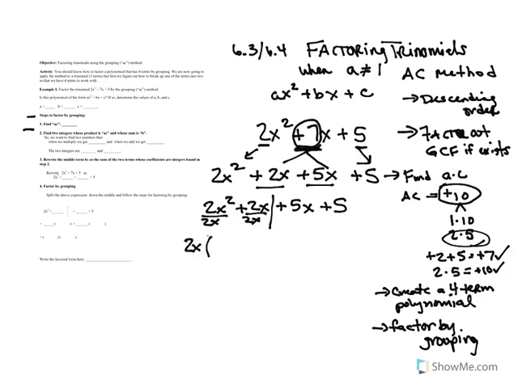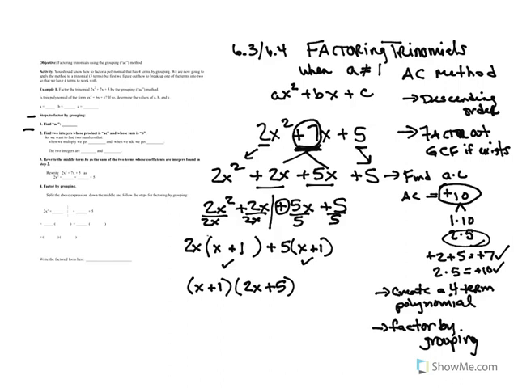So my GCF is 2x, and in my parentheses, I'm going to have an x plus a 1. In my second group, I know my GCF is going to be positive, and it's going to be a positive 5. So remember, that's like a dividing out. So then x plus 1. So when you factor by grouping, remember, my two sets of parentheses should match each other, and they do. So x plus 1 times 2x plus 5.